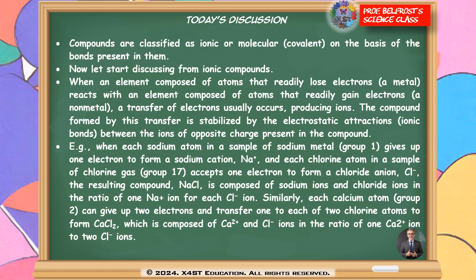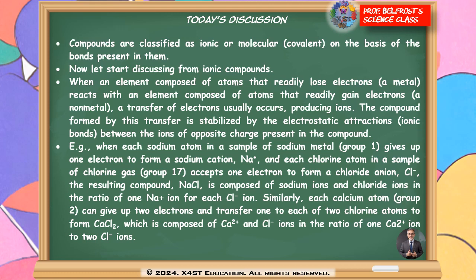So compounds are classified as ionic or molecular (covalent) on the basis of the bonds present in them. Now let's start discussing ionic compounds. When an element composed of atoms that readily lose electrons, a metal, reacts with an element composed of atoms that readily gain electrons, a non-metal, a transfer of electrons usually occurs, producing ions. The compound formed by this transfer is stabilized by the electrostatic attraction, or the ionic bonds, between the ions of opposite charge present in the compound.